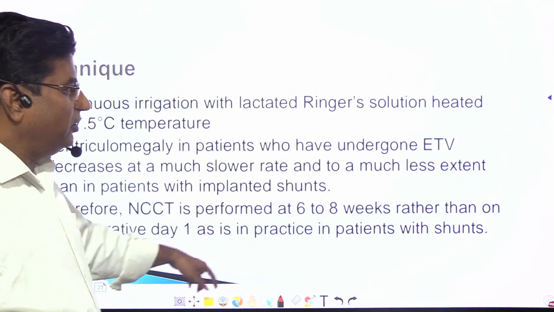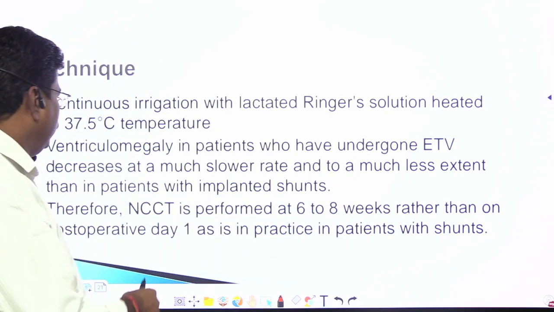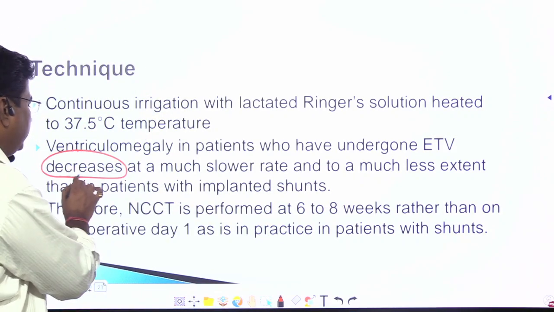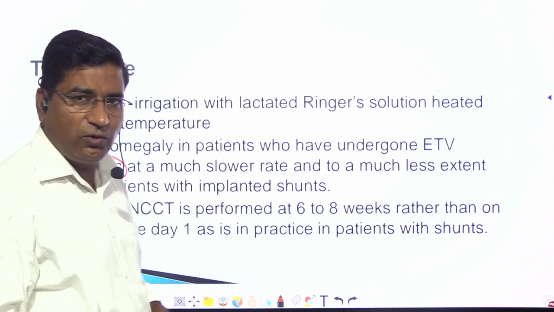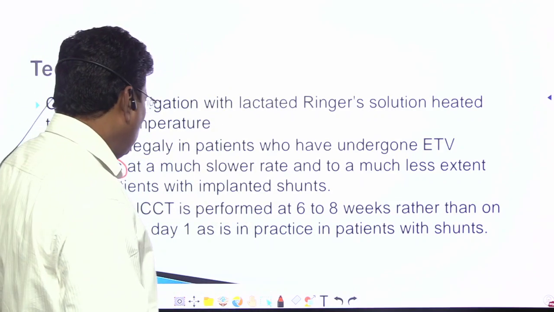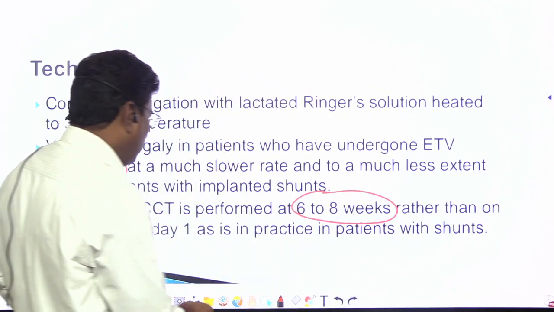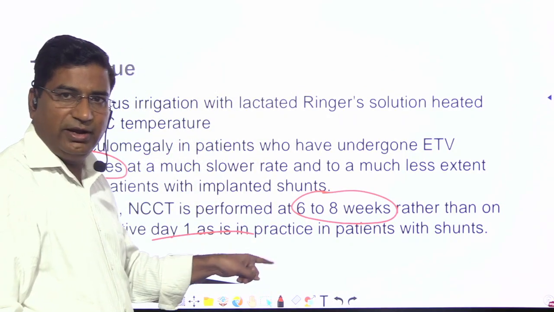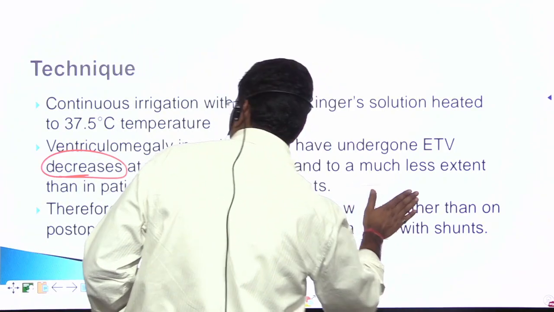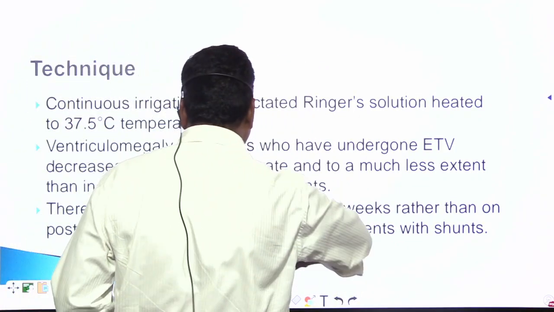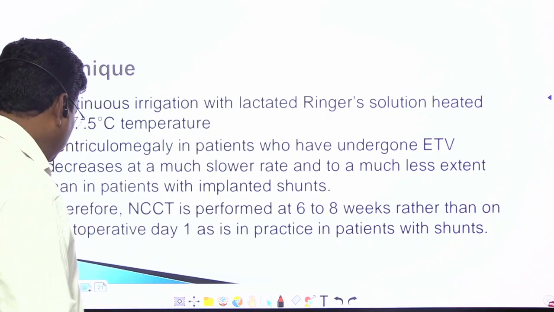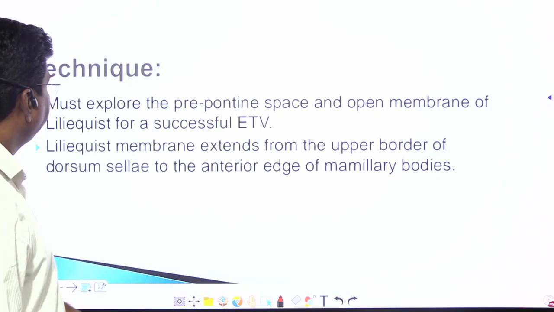Ventriculomegaly in a patient who has undergone ETV decreases. Size of ventricles decreases at a much slower rate than with the ventriculoperitoneal shunt. So you go for the follow-up scan after 6 to 8 weeks, not post-op day as in shunt surgery. 6 to 8 weeks for radiological comparison before and after surgery.